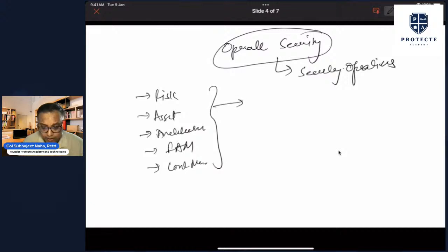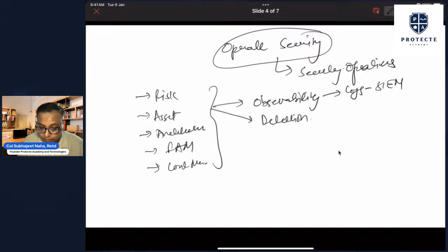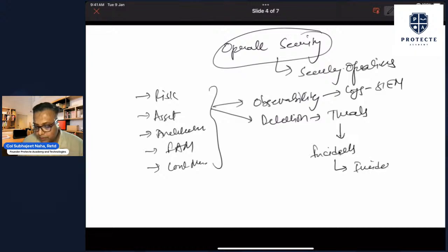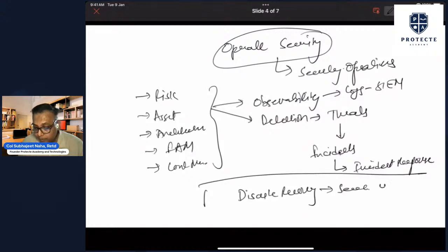And to achieve this, what you require is observability, which of course is provided by logs and SIEM maybe, right? And if you have observability, you can have detection. You can have detection of what? Threats. And once you've detected threats, then you might have incidents. And if you have incidents, then you have to have incident response. And this is all about security operations. Also in security operations is disaster recovery, because disaster recovery is all about step-by-step handling of disasters. Okay, and that's why disaster recovery becomes part of domain 7.